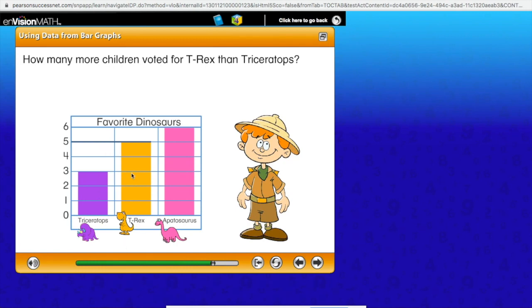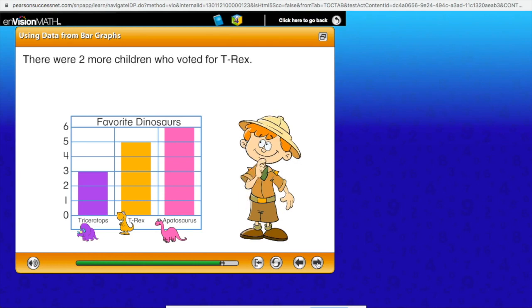So we already found out that the T-Rex got 5 votes. So that's the number I'm going to keep in my mind first. But now I want to compare it to the Triceratops. So I need to do the same. Look at the Triceratops column, go all the way to the top of the bar, and slide my finger across to see what number it is, and it lands on the number 3. So what I need to do is subtract those two numbers, 5 minus 3. And when I do 5 minus 3, I get an answer of 2. So 2 more children voted for T-Rex than the Triceratops. There were 2 more children who voted for T-Rex.